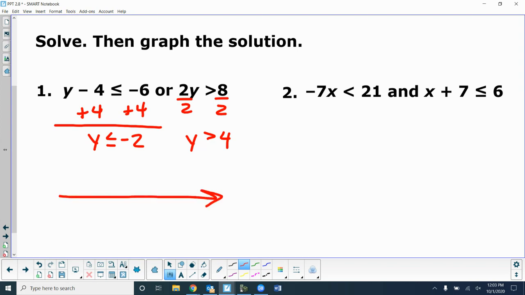Disjunction, right? When it's or, it's a disjunction, which means the graph will 99% of the time go away from each other, right? Opposite.